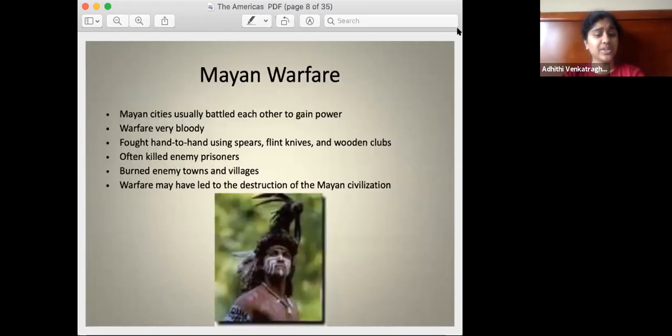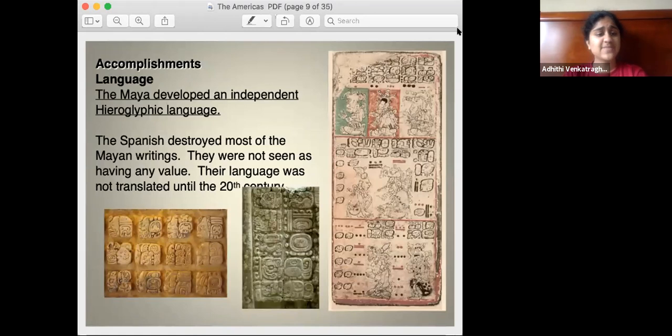Mayan warfare. Mayan cities were usually battling each other to gain power, and warfare was very bloody. They fought hand-to-hand using spears, flint knives, and wooden clubs. They often killed enemy prisoners and burned enemy towns and villages, and warfare may have led to the destruction of the Mayan civilization. As for accomplishments in language, the Maya developed an independent hieroglyphic language.